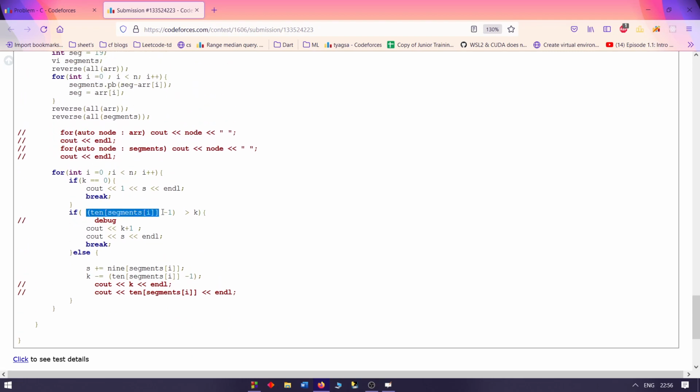Otherwise, this is basically a way to get 9999. If the segment length is 2, then you would have 99. So if 99 is greater than k, what you do is you print k plus 1 and you print the string that you had already created. Otherwise, you remove from k 99, or the number of nines, whatever value you get after filling that segment with all nines, and you also append that part to the string, and then finally you print the answer.